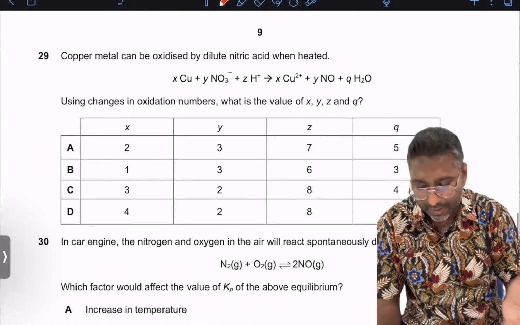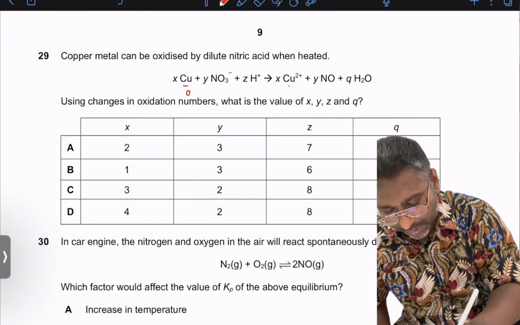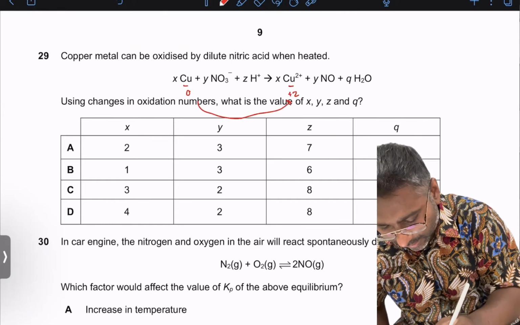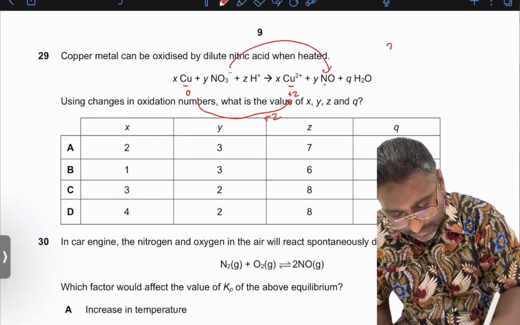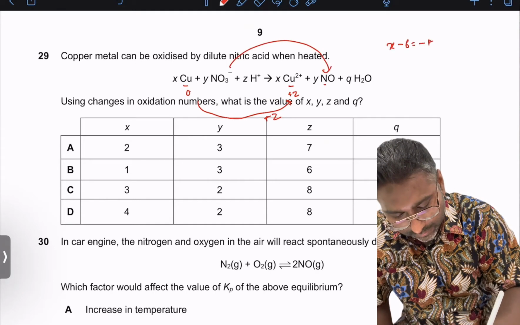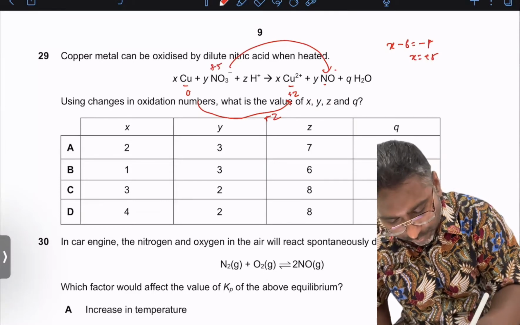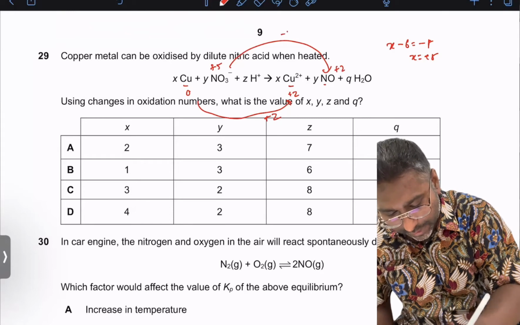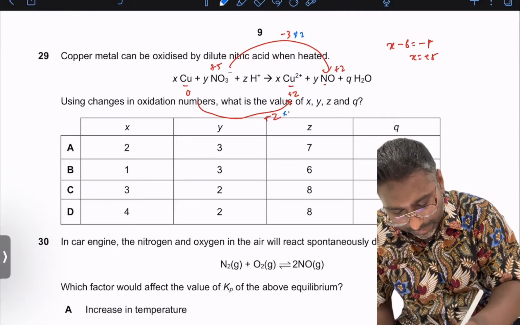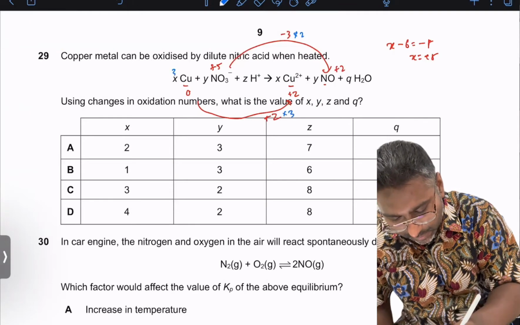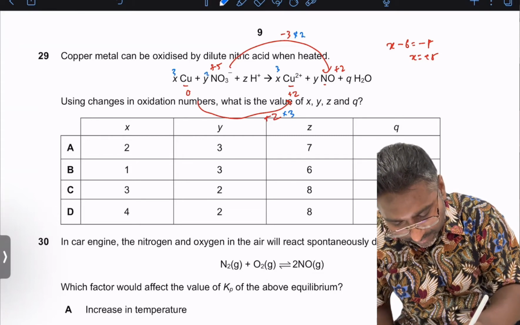Now for 29. This one I have taught you last time. Copper is 0. This is plus 2, so you just put plus 2 from here. This one is 1 and 1, so from here to here, x minus 6 equals negative 1, so x equals plus 5. From plus 5 to become plus 2 over here, that's going to be minus 3. So what we need to do is find the exact ratio, times by 2, times by 3. So if you put 3 over here, 3 will be put over here. If you put 2 there, you put 2 there, and then you must put 2 there.